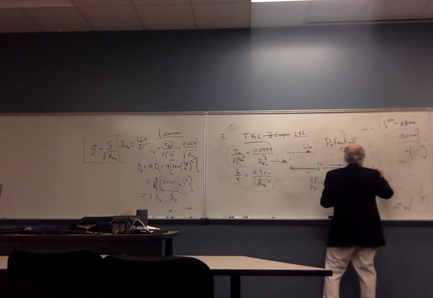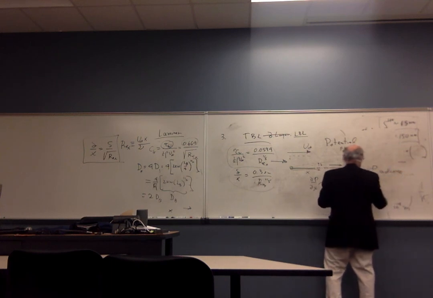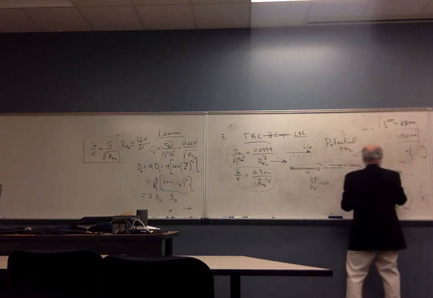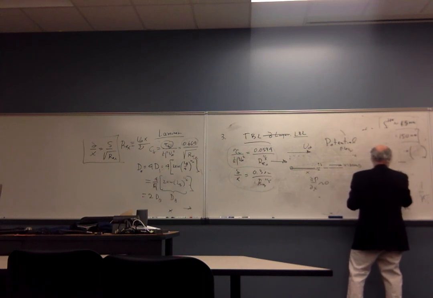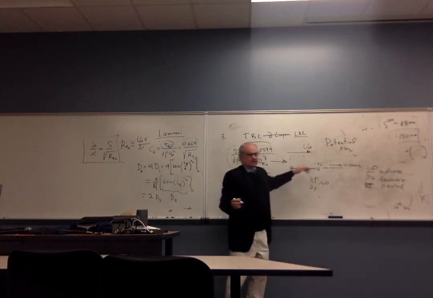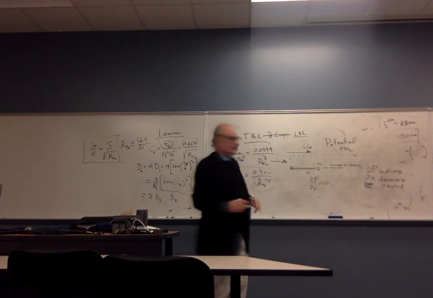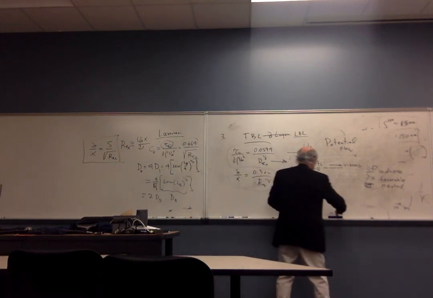Remember, there are adverse pressure gradients, right? There are also favorable pressure gradients, right? And then there are neutral pressure gradients. Well, this is a neutral pressure gradient. It's going to have very little effect on the boundary layer. Okay, let's do something else.